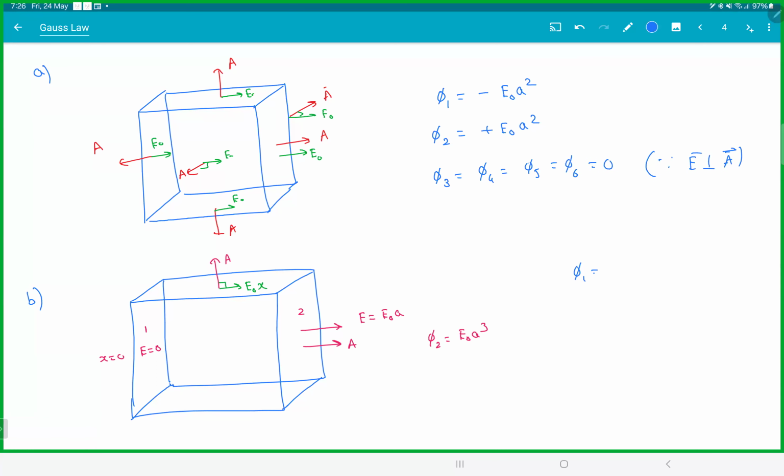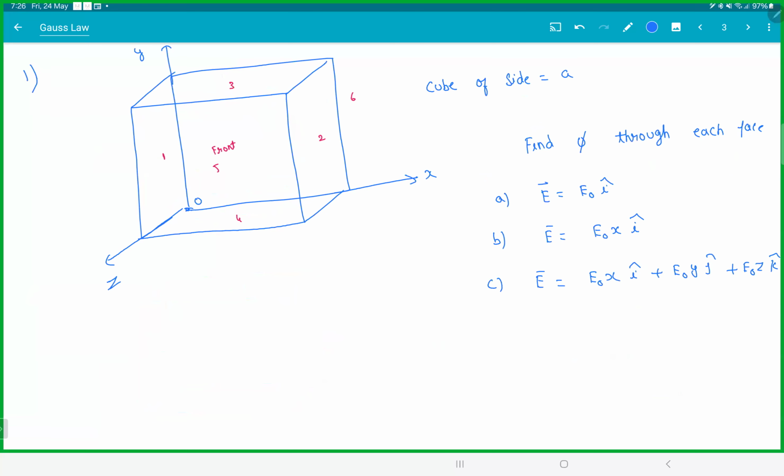So here, flux 1 is 0 since E is 0. Flux 2 is E naught A cube. The remaining will still be 0 because E is perpendicular, even though E is variable. So there's no need to integrate actually. Clear? The last one, Lakshika. Yeah, that looks right. What about the C part? B and C are actually the same, I just changed the orientations.